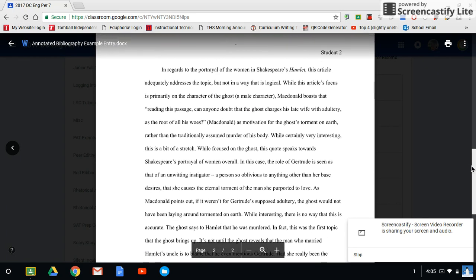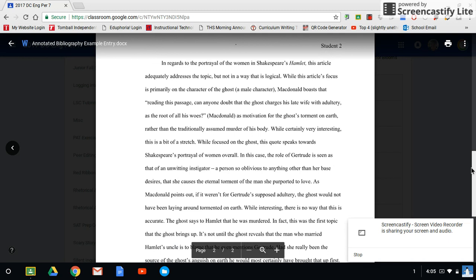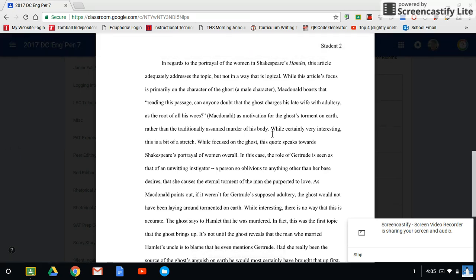So you see how long this third paragraph is? That's because I'm talking about how this article relates to the prompt. And my prompt was the role of women. So how can I take an article that talks about the ghost and relate it to the role of women? Well, that's because he uses the ghost and says that the ghost blames the women, which, no, I don't agree that he does.